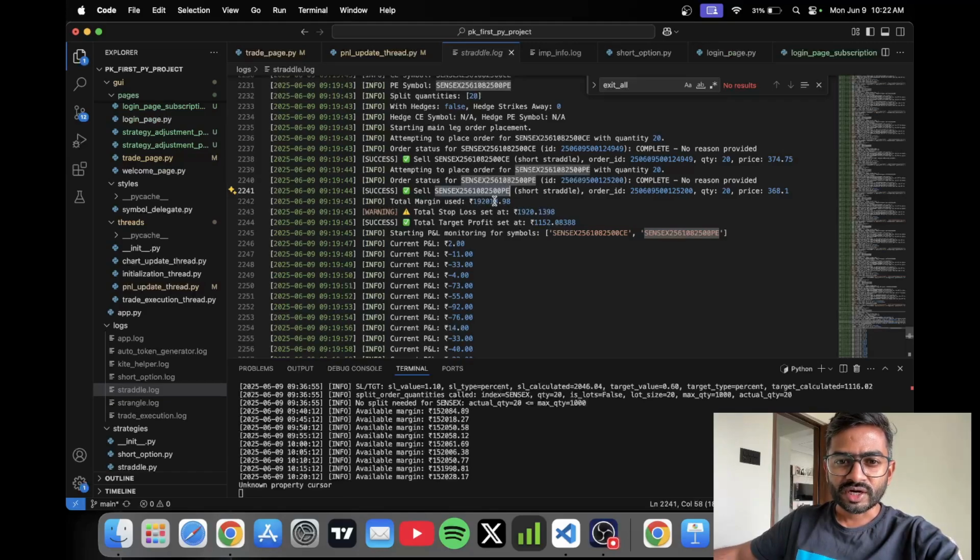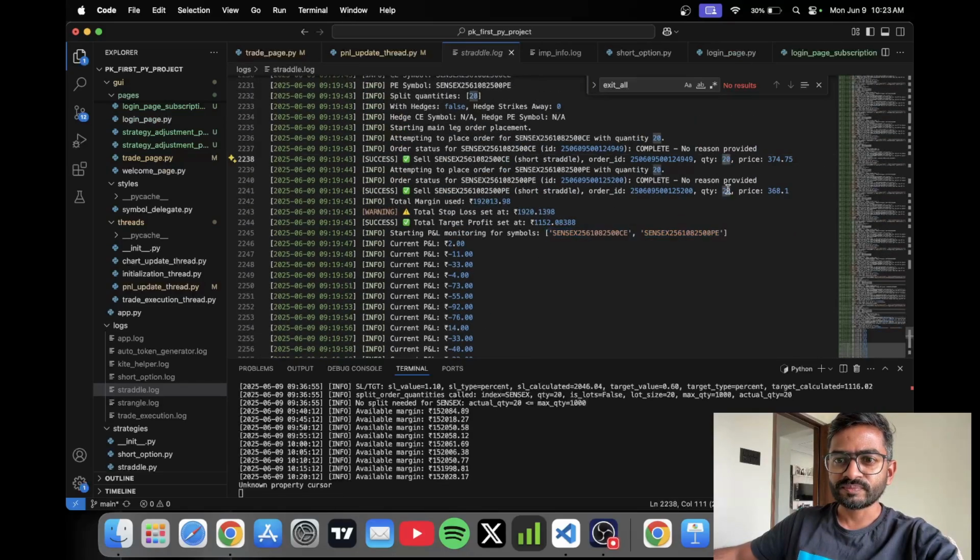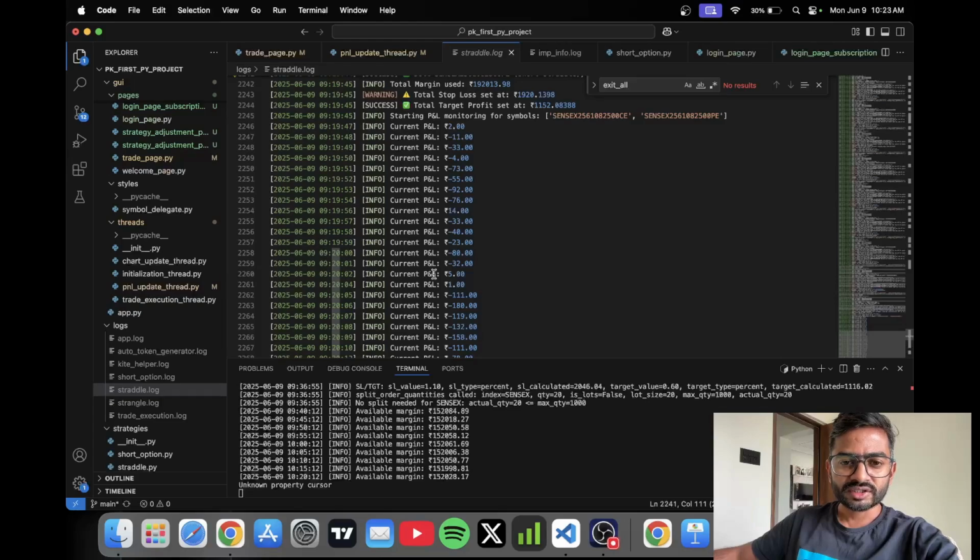The margin requirement for that was showing as 1,92,000, and as per that I have given the stop loss and target. Just for testing purpose, I have given the target as smaller, maybe 0.6 or something, and then 1% was the stop loss. As soon as this started, it started the PNL monitoring as well, monitoring for these two. I took the trade without hedges, so there are no hedges in that. You can see one lot, the quantity and the price at which it got executed, right? Then it started the PNL monitoring.